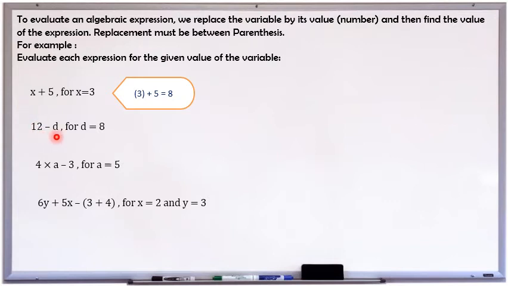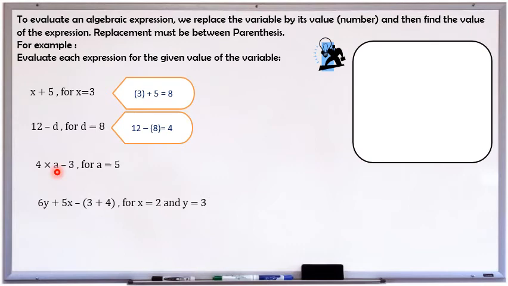Here, 12 minus d for d equal 8. Let's replace d by 8. So it will be 12 minus 8. So the answer is 4. Now, 4 times a minus 3. As I told you, I can write it directly 4a minus 3, for a equal 5. So I have to replace a by 5.